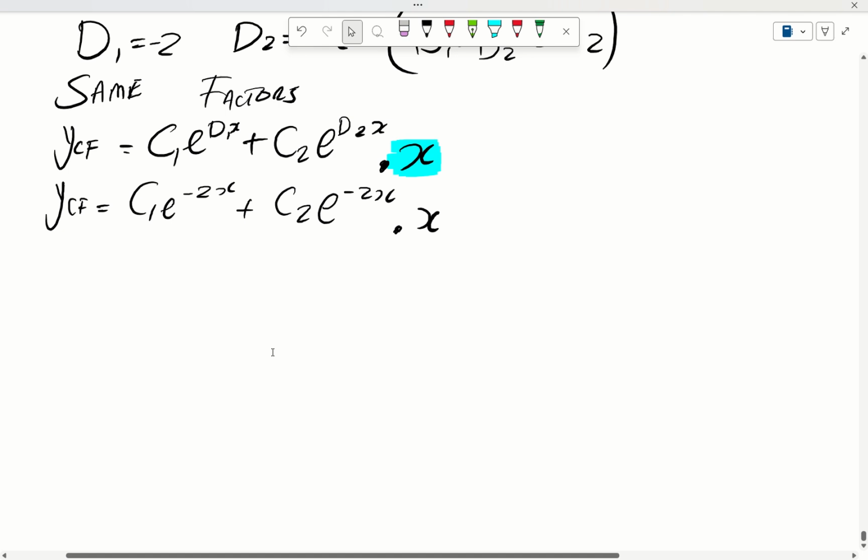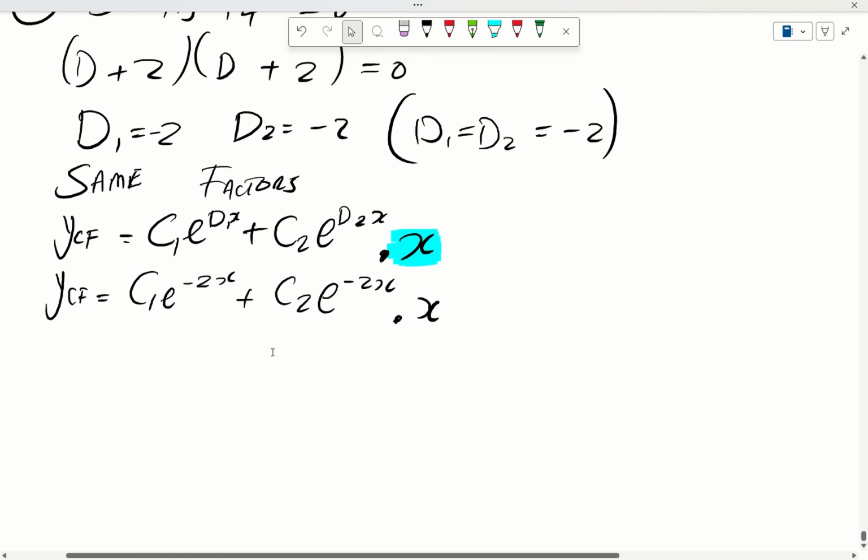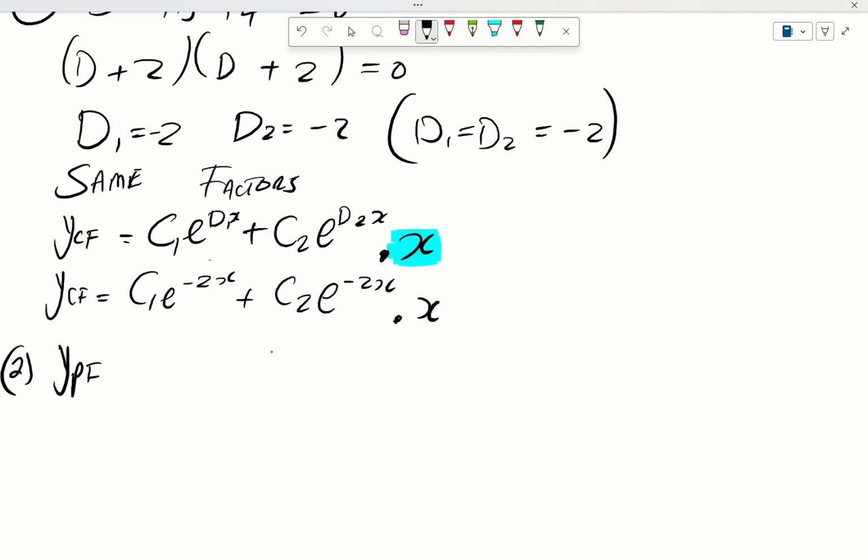Okay, so the next thing that we're going to do is move to step 2. In step 2, we have to find YPI, the particular integral.